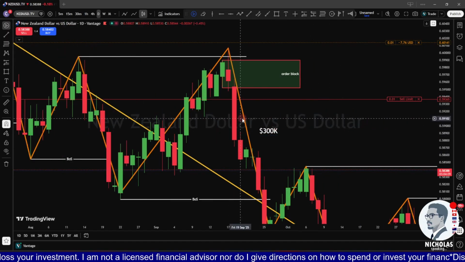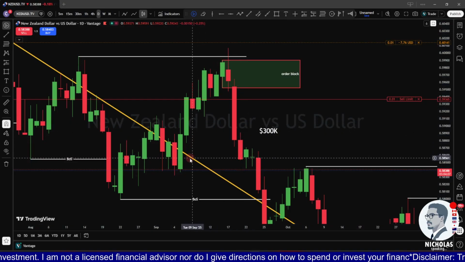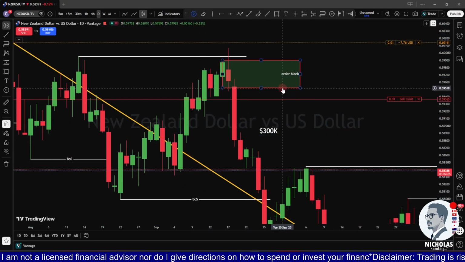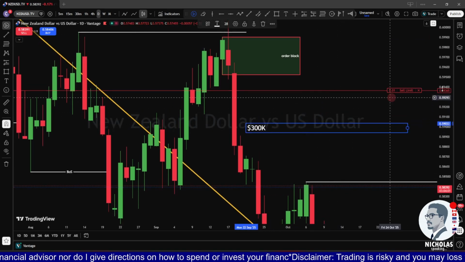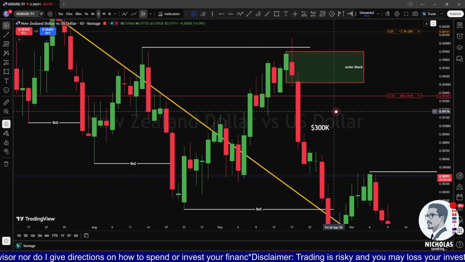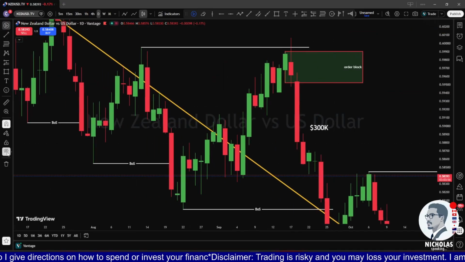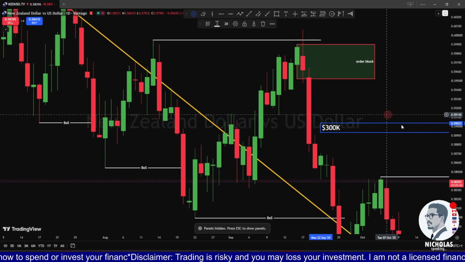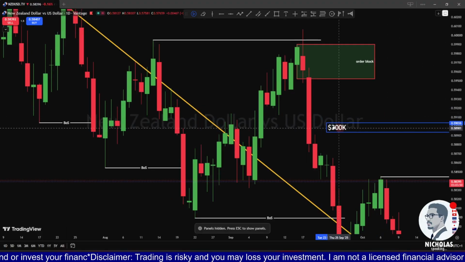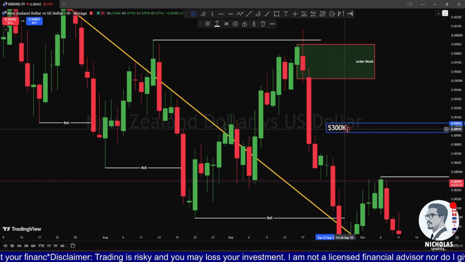I'm going to remove these lines because you already understand market structure now. You already understand the whole thing. Now let's take a look at this price movement that happened only in this area, just this area, nothing else. I'm going to hide the others so you understand what I'm saying. So taking a look at the price movement that happened here, this price level is 300K.